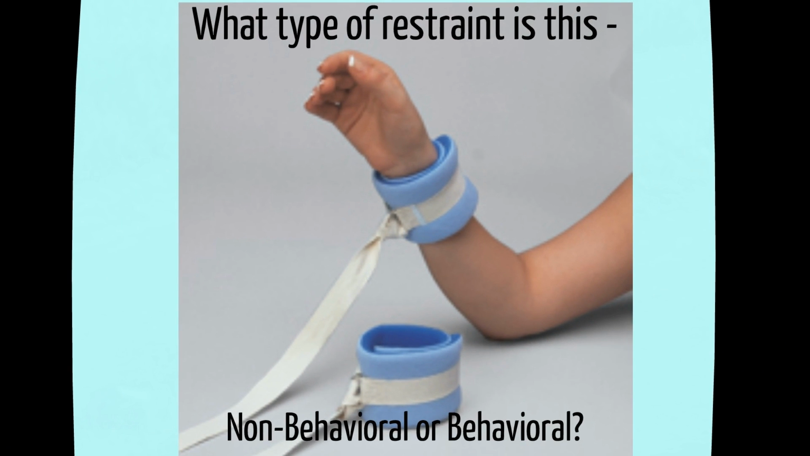So I need to ask you, what type of restraint is this? Do you think this restraint is non-behavioral or behavioral? If you said it depends or it could be both, then you're correct. This is a soft wrist restraint, and this wrist restraint can be either non-behavioral or behavioral based on what the patient's behaviors are. So if this particular patient is hitting and kicking, then these restraints are behavioral. If this patient is picking and pulling, then this restraint is non-behavioral.